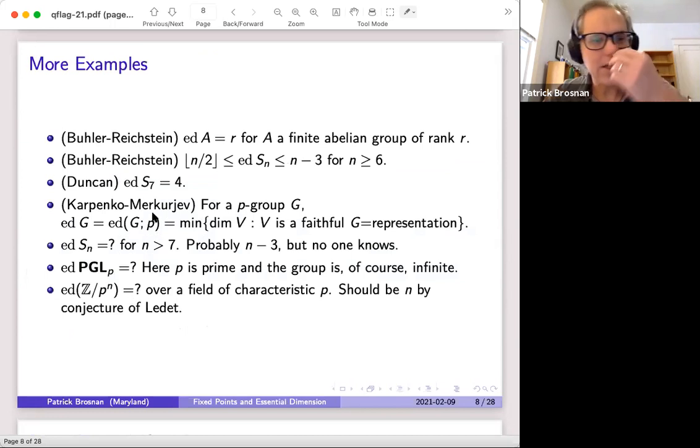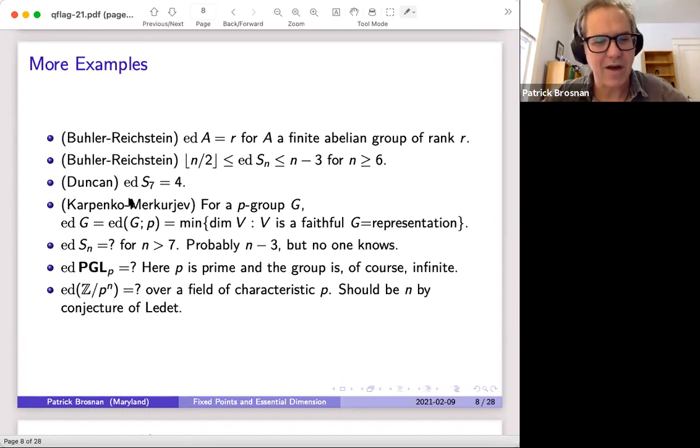And then the history is that Buhler and Reichstein showed that the essential dimension of A is r if A is a finite abelian group of rank r. And then they also showed that the essential dimension of Sn sits between the greatest integer less than or equal to n over 2 and n minus 3, when n is bigger than or equal to 6. And then Alex Duncan showed that the essential dimension of S7 is 4. And then another pretty important theorem that pervades all this is the theorem of Karpenko and Merkurjev, that if G is a finite p-group, the field, but let's assume that the field is C.